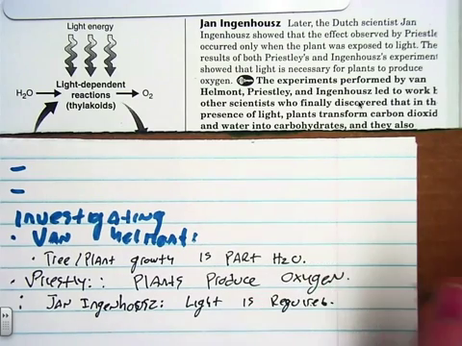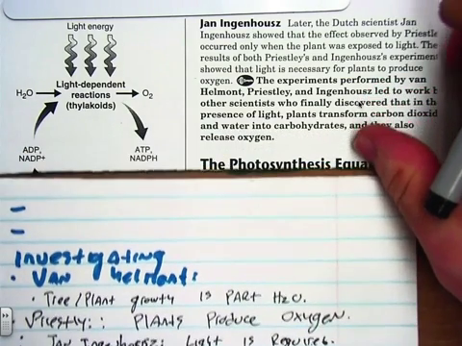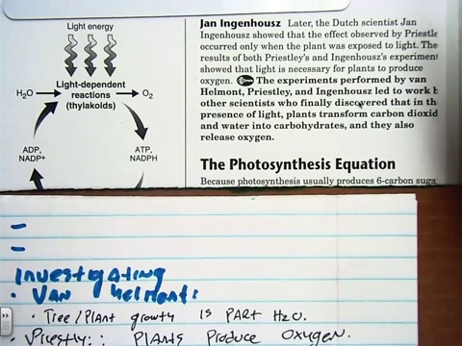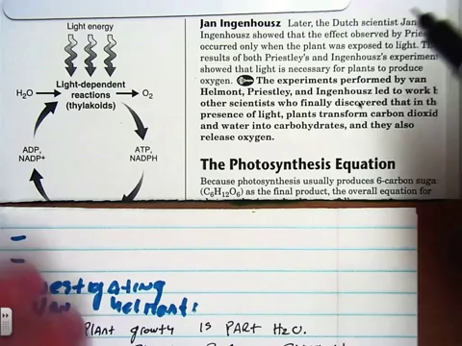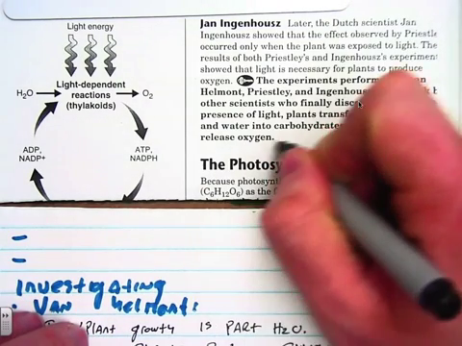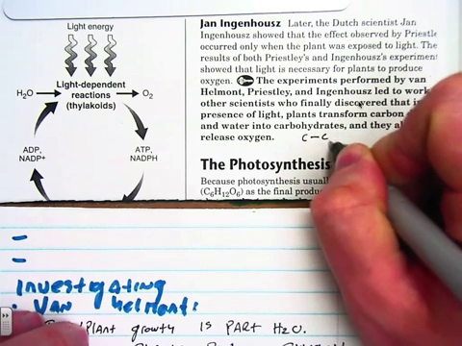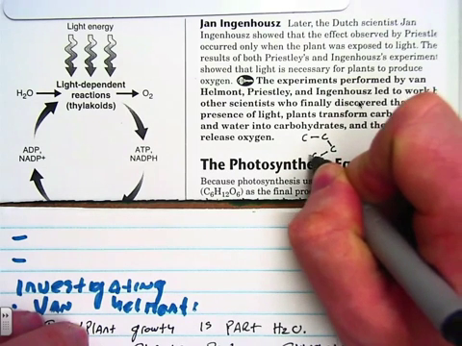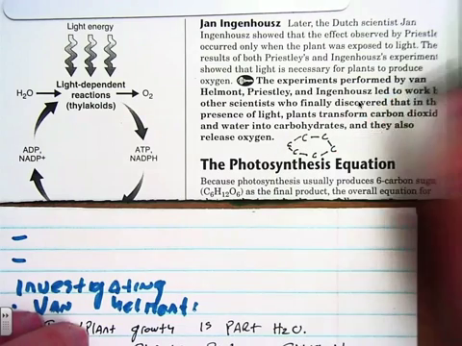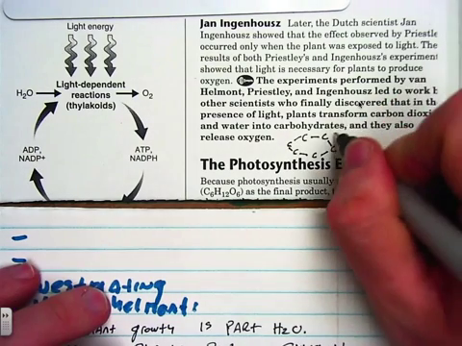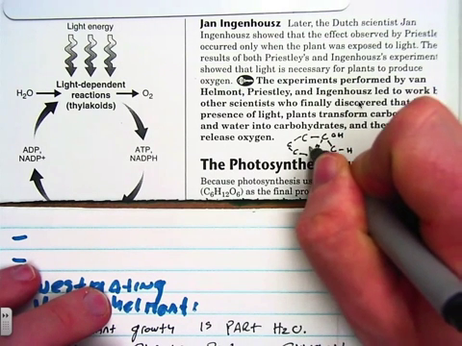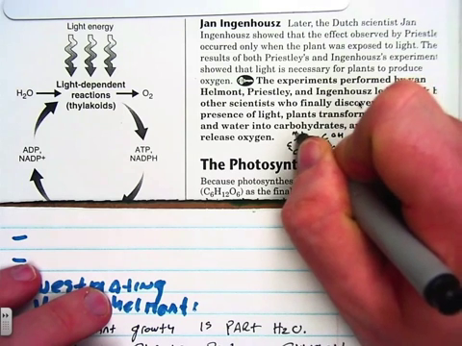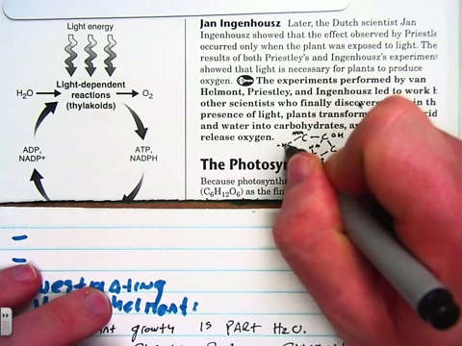I'm not going to take any more notes, but I know you can and you should. The photosynthesis equation. Because photosynthesis usually produces 6 carbon sugars, C6H12O6. Mr. Worley, what's a sugar? A sugar is basically a carbon ring. So I'm going to draw a sugar right here. Carbon, carbon, carbon, carbon. It's a ring of carbons with OH and hydrogen stuck to it. That's what a sugar is.